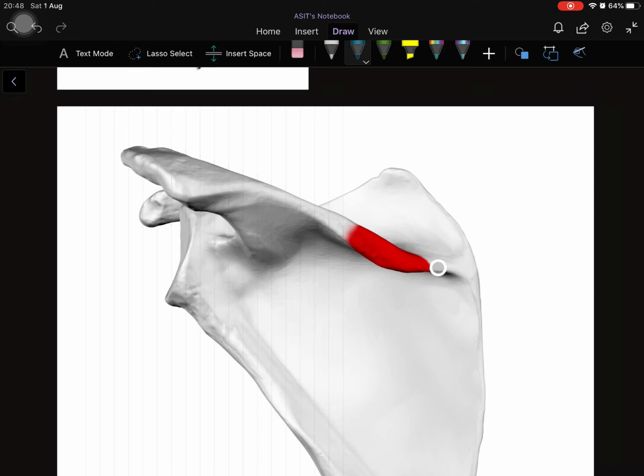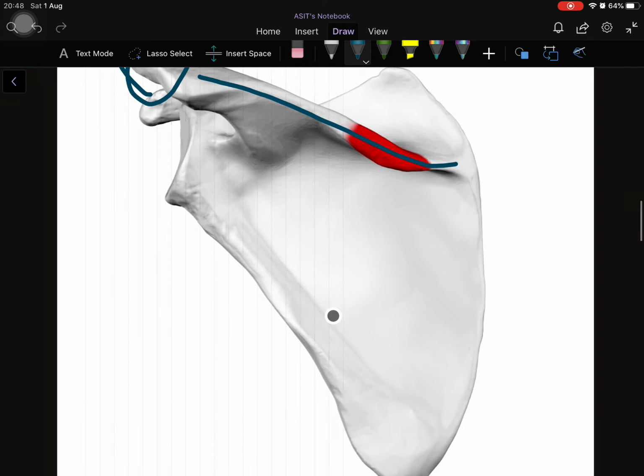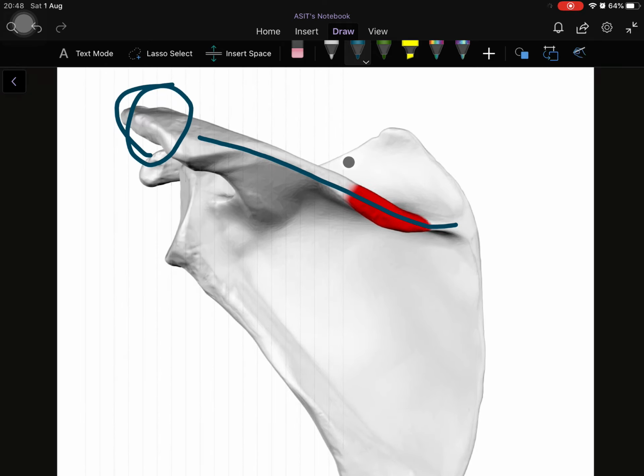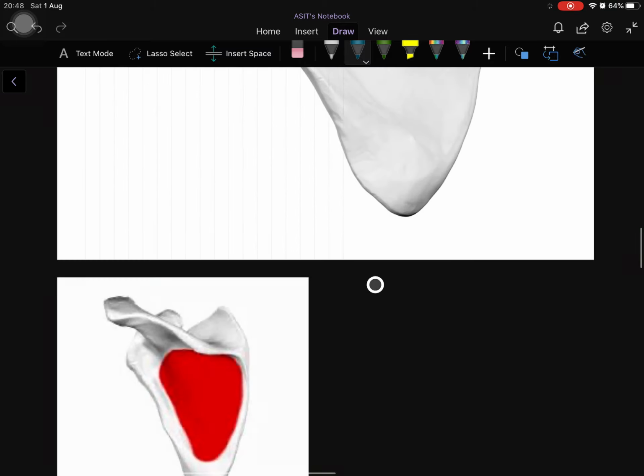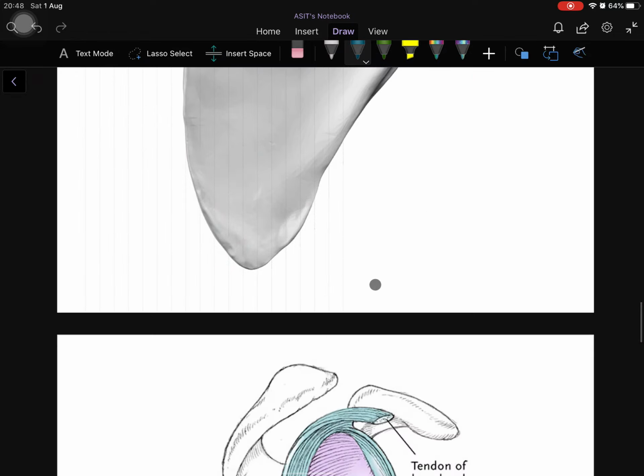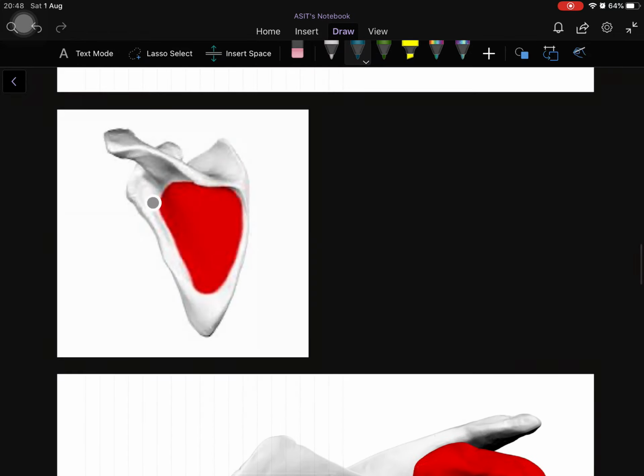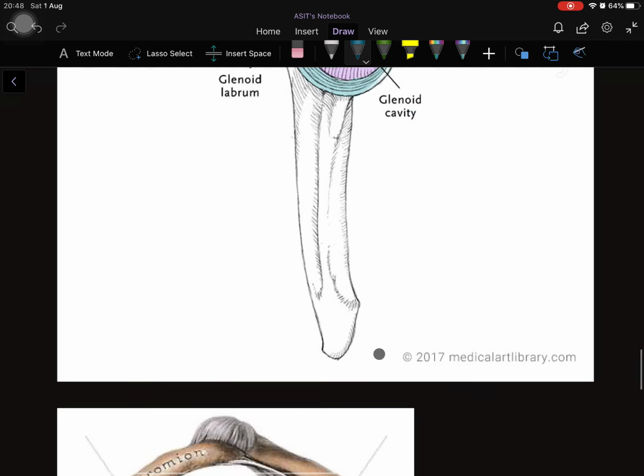Okay, this part is the spine. This is the acromion, see the picture properly, and this part is the supraspinous fossa, and this is the infraspinous fossa, and this is mainly the body of the scapula.